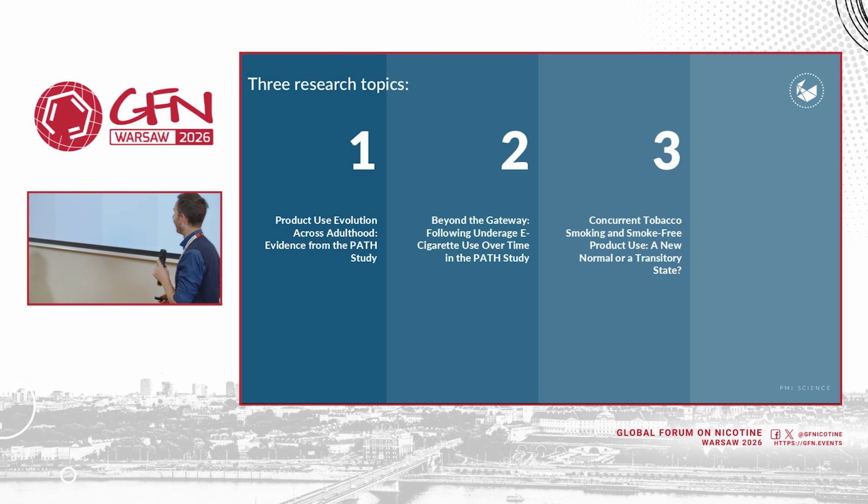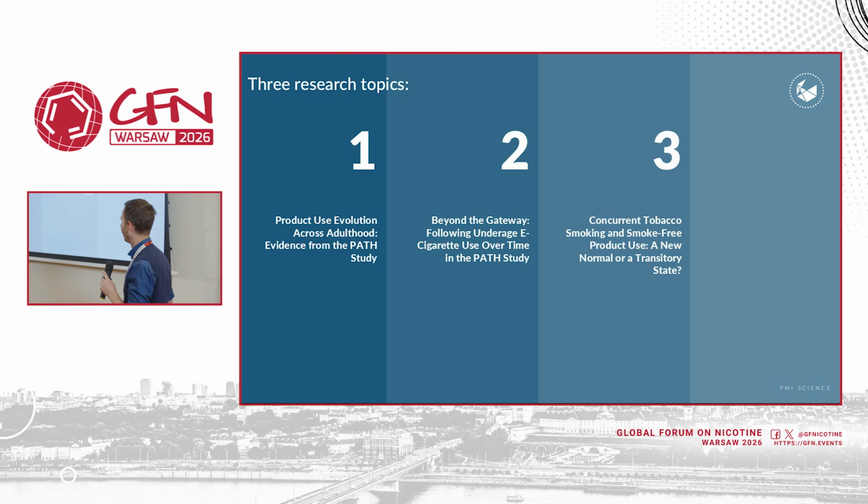I will familiarize you a little bit with the PATH dataset, Population Assessment of Tobacco and Health, and what kind of evidence we can see about product use in the United States from this dataset. Then I will make two bold claims. One of them is that the evidence of e-cigarettes being a gateway to smoking is very limited in this dataset.